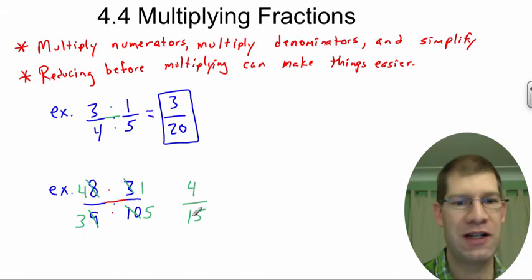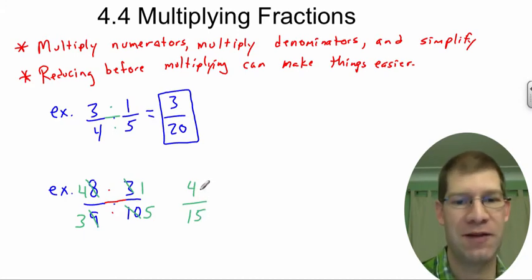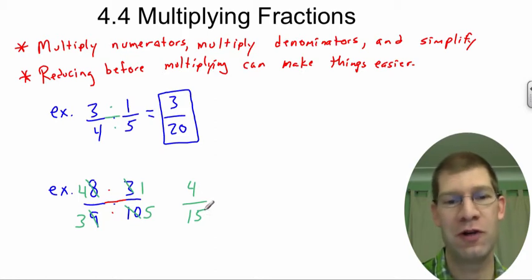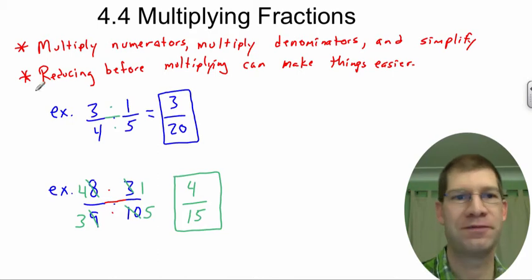And then always a good idea at the end to go back and ask, can I reduce this at all? Can I simplify it? So 4 and 15: not both divisible by 2. That's divisible by 3, but that's not, and we're done. So 4/15 would be the final answer for that one.